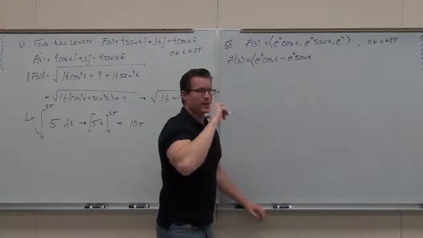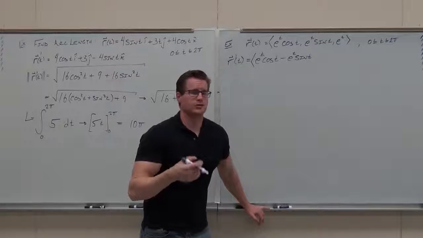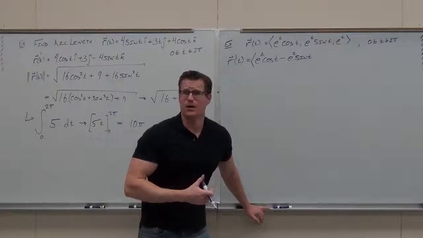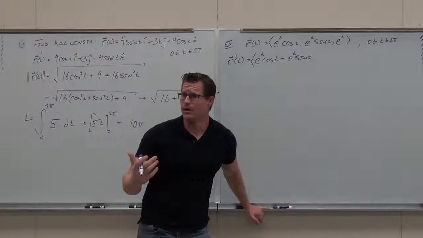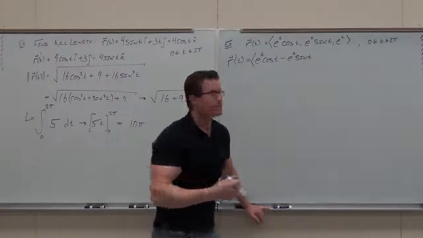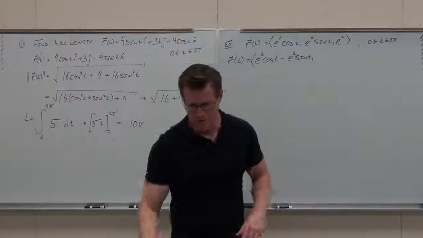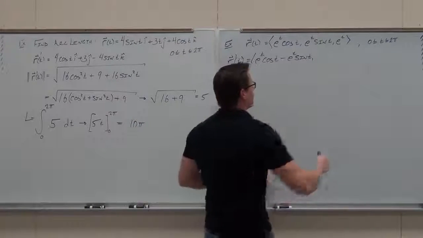By the way, if you want to switch notation, if you like i's and j's and k's more, do it. It doesn't matter. You're going to be finding magnitude in a minute anyway, right? So it really doesn't matter. When you find magnitude, i's, j's, k's are gone anyway. Who cares? Next one.